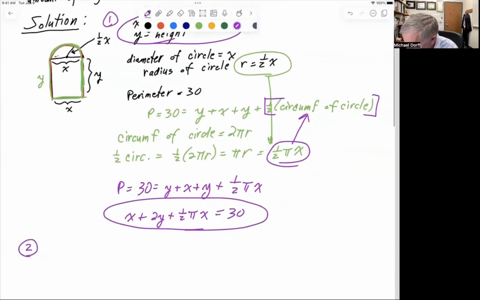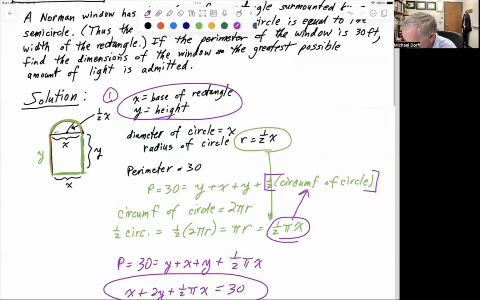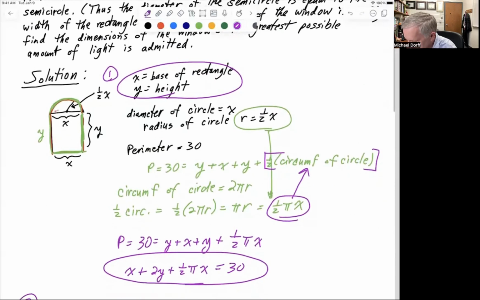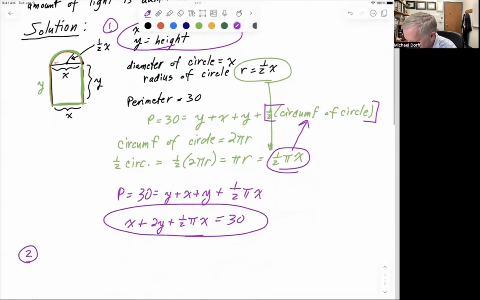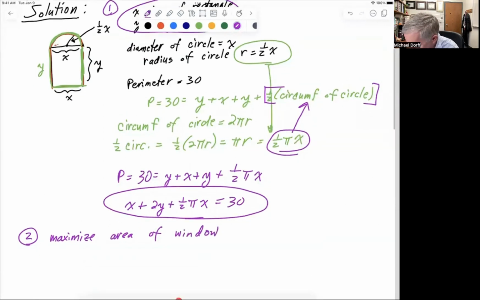The second step is to find my function that I need to maximize or minimize. So what am I trying to maximize or minimize? It says I'm trying to find the dimensions so I get the greatest amount of light. So the light would be the area of our window. So this is going to be maximize area of window. And so we have to figure out what the area is.